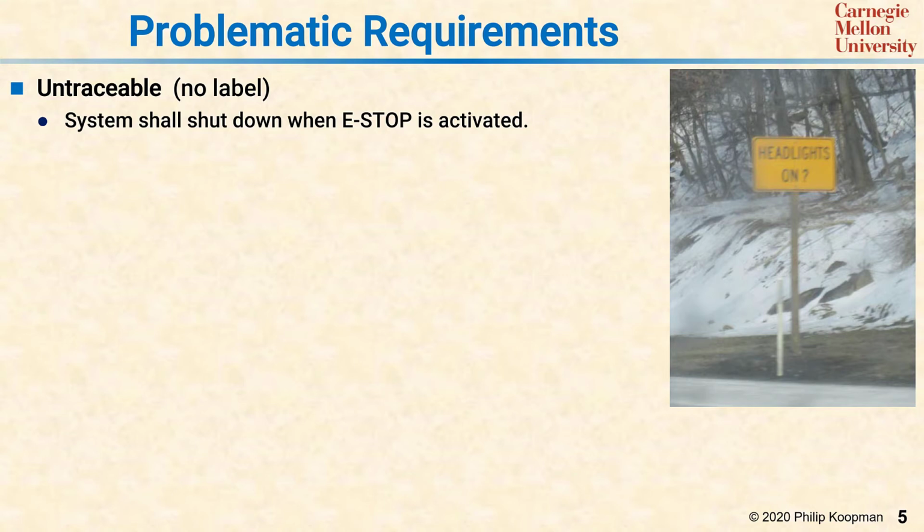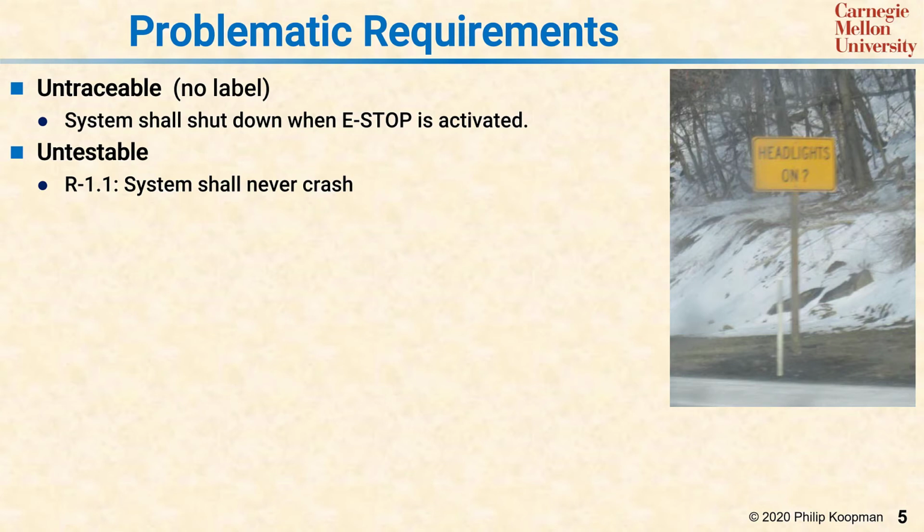A requirement may be untestable. R1-1.1: The software system shall never crash. Well, that's nice, but how exactly do you test it? Do you have to run it for an infinite amount of time to see if there's a software crash? That doesn't sound viable.